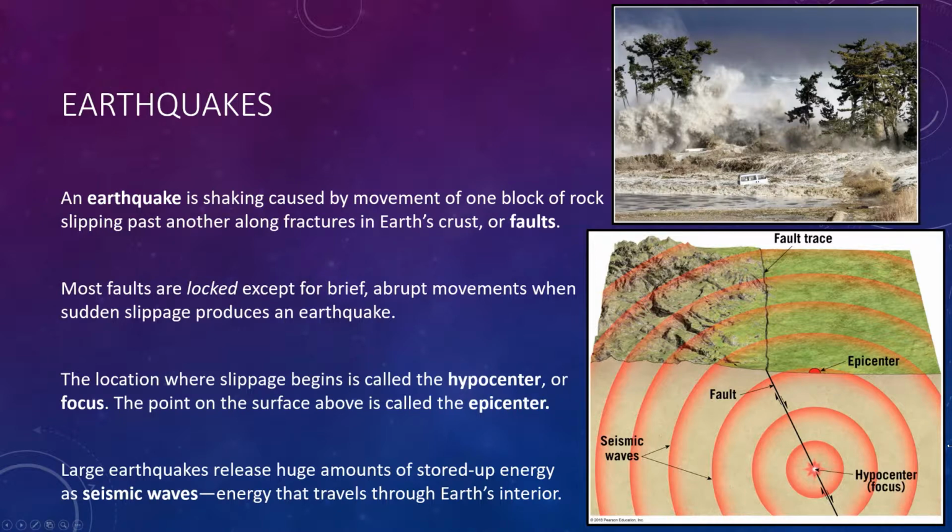Large earthquakes release huge amounts of stored-up energy as seismic waves, which is a form of energy that travels through the lithosphere and Earth's interior. The energy carried by these waves causes the material that transmits them to shake. Seismic waves are analogous to waves produced when a stone is dropped into a calm pond. Just as the impact of the stone creates a pattern of circular waves, an earthquake generates waves that radiate outward in all directions from the zone of slippage.